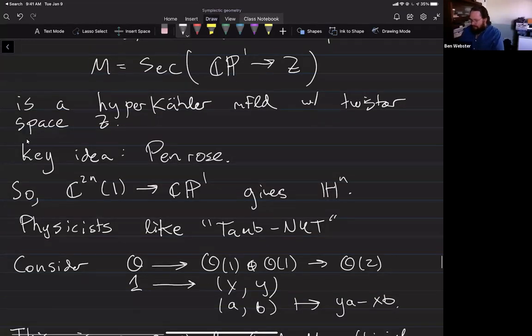So on CP1, I have an exact sequence of vector bundles where I can map the trivial vector bundle, so functions, into O of 1 plus O of 1 by taking 1 goes to x, y. So any other function f would go to x times f and y times f.